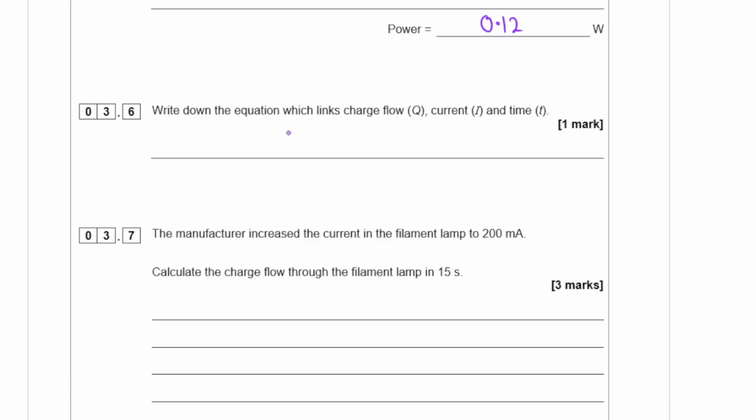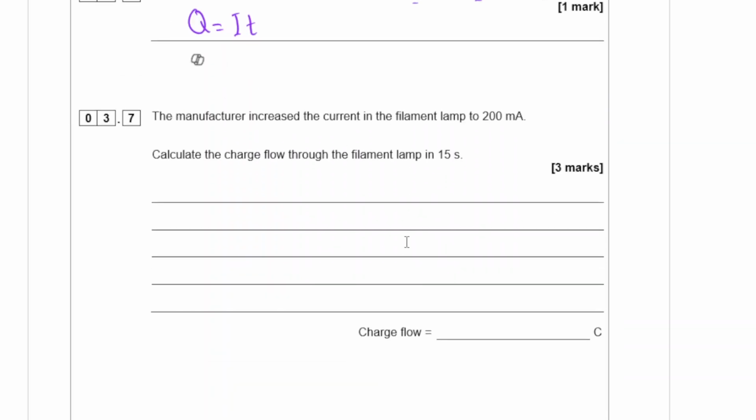Write down the equation which links charge flow Q, current I, and time t. If you look in the equation sheet, you will find Q equals IT. Charge is equal to the current multiplied by the time. You can write the symbol equation or the word equation. The manufacturer increased the current in the filament lamp to 200 milliamps. So this lowercase m is standing for milli.